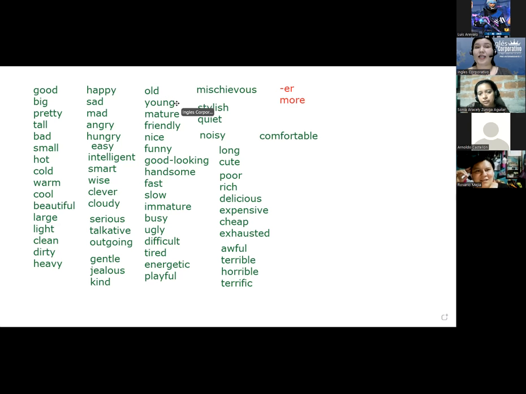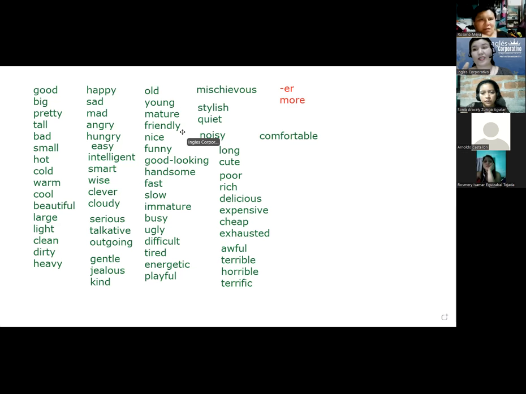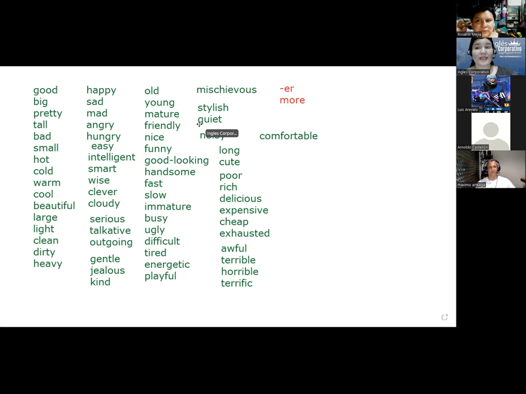Old? Older. Young? Younger. Mature? More mature, right? They say that girls are more mature than boys. Is it true or false? Can you repeat, please? Some people say girls are more mature than boys. Is it true or false? It's true. I agree with you.